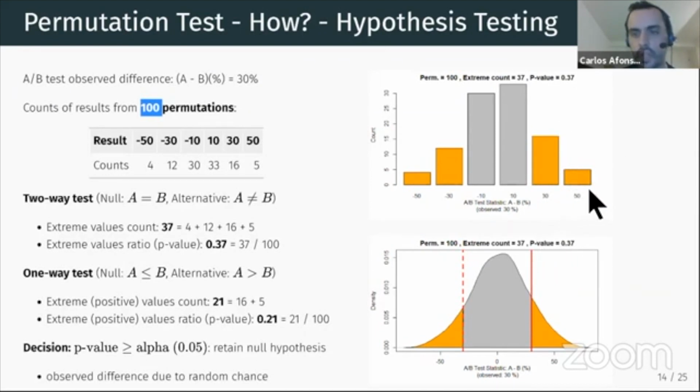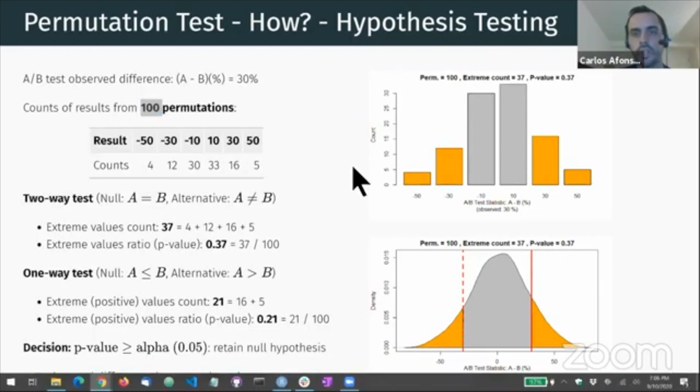So the 30 and the 50 and the minus 30 and the minus 50 are all values that are as extreme or more extreme than the observed difference of 30% in the A/B test result. So those count for the p-value. Okay? These ones do not count because they are less extreme than the observed difference. Okay? So this is just the bar chart representation where you have the counts. And this is the probability, the density graph representation of this same bar chart.